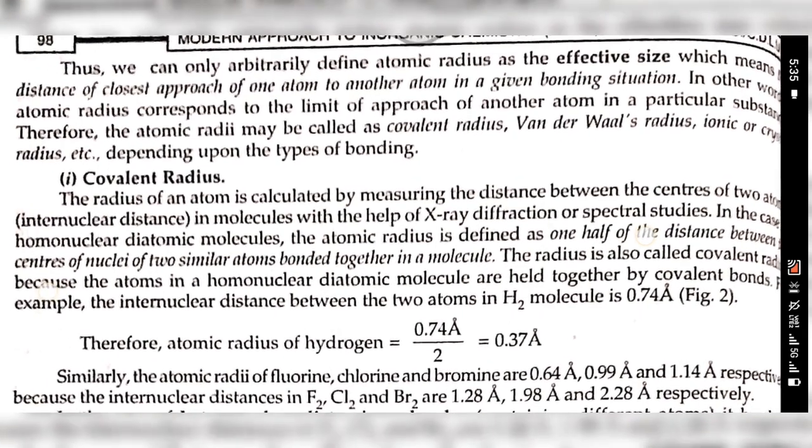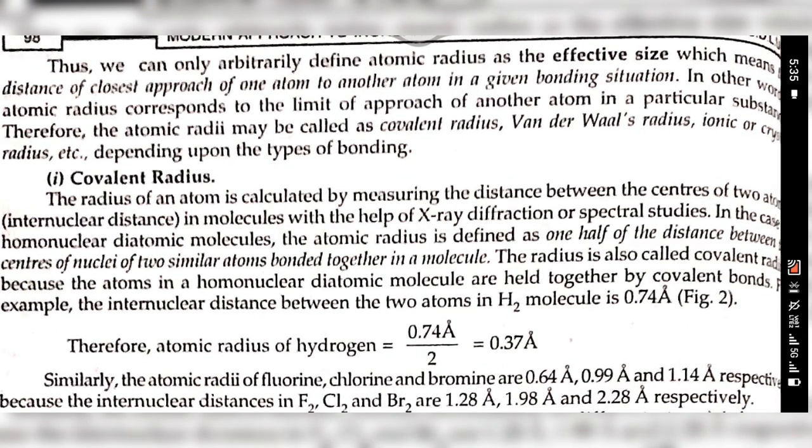Thus, we can only arbitrarily define atomic radius as the effective size, which means the distance of closest approach of an atom to another atom in a given bonding situation. In other words, the atomic radius corresponds to the limit of approach of another atom in a particular substance. Therefore, the atomic radii may be called covalent radius, van der Waals radius, ionic radius, or crystal radius, depending upon the types of bonding. Here, covalent bond or covalent radius.